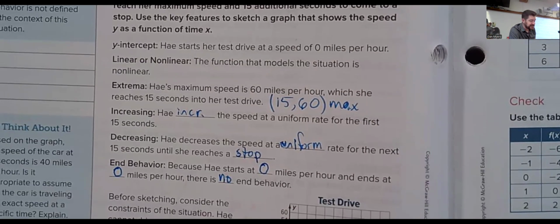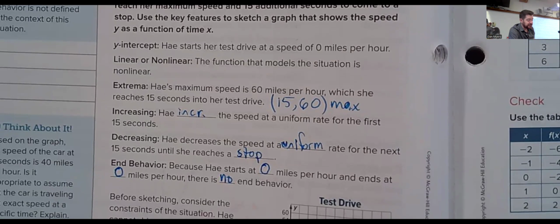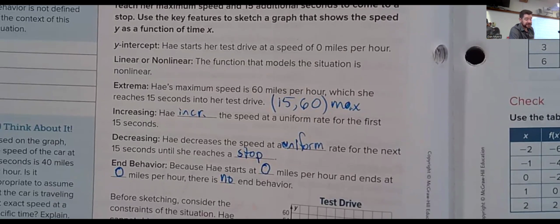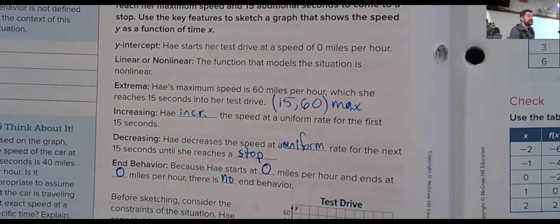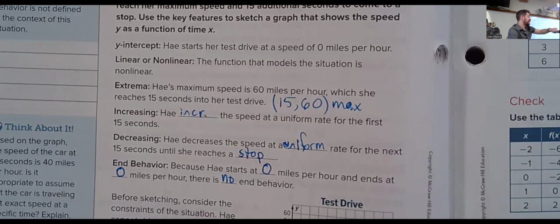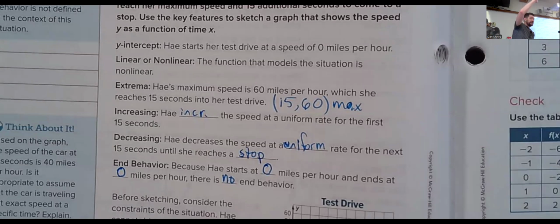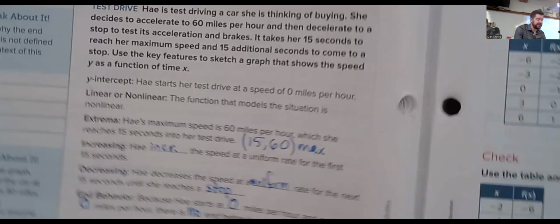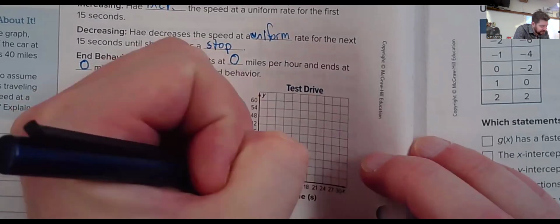So it says, before sketching, consider the constraints of the situation. Hay cannot drive a negative speed or for a negative amount of time. Therefore, the graph only exists for positive X and Y values. And what's the maximum X value we're talking about here on this graph? How long was the situation in question? 30 seconds, yeah. It takes her 15 seconds to reach the maximum speed, and then another 15 seconds to get back to 0. Oh, sorry, 30 seconds total.